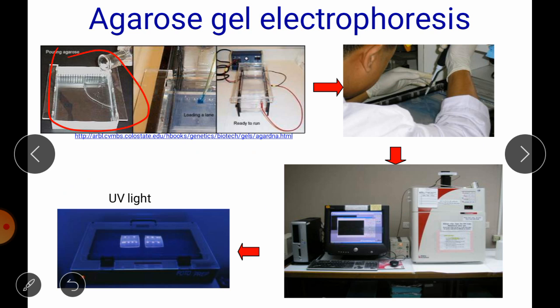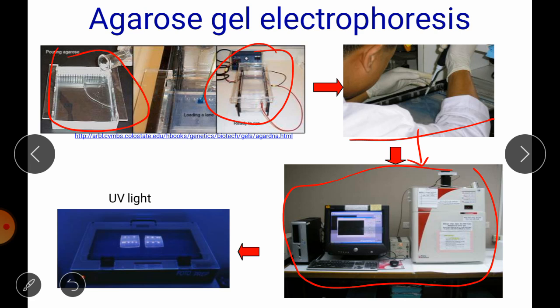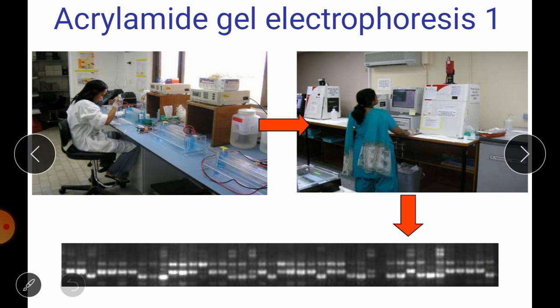After pouring, you have to place it in equipment called a gel electrophoresis unit. After placing it, you have to load your DNA on this gel. After that you have to run it for 1 hour or 2 hours as per the time given in your protocol. Then you have to analyze your gel image by putting it in such equipment, and you will observe such a banding pattern. So this is agarose gel electrophoresis.